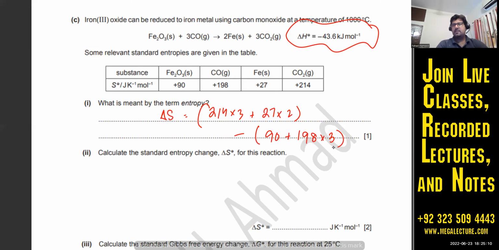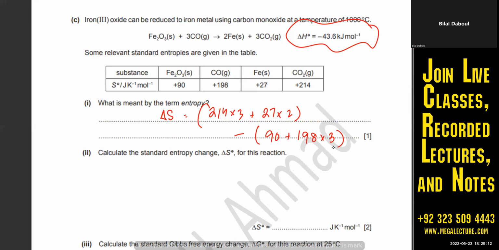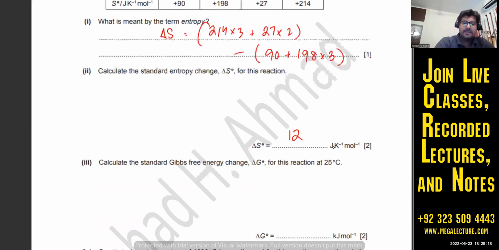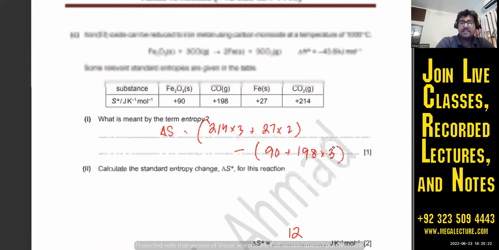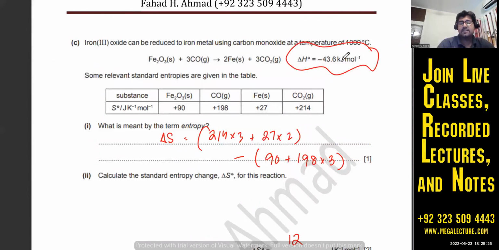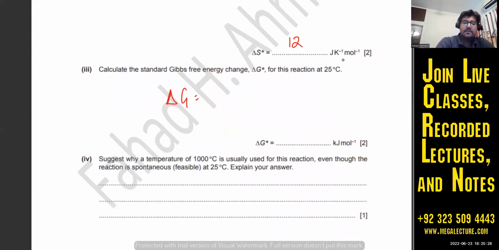What do we get for this? 12. So delta S comes out to be 12. And I'm going to calculate Gibbs free energy now. Delta G is equal to delta H minus T delta S. Delta H is given, that's minus 43.6.